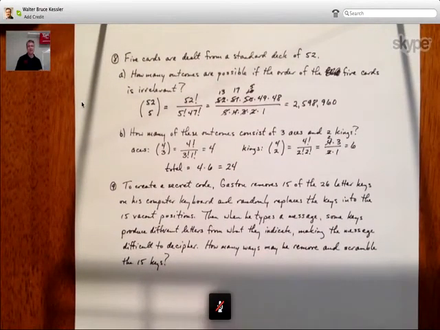These are kind of cool counting problems. I like these kind of problems actually. I think they're kind of neat.